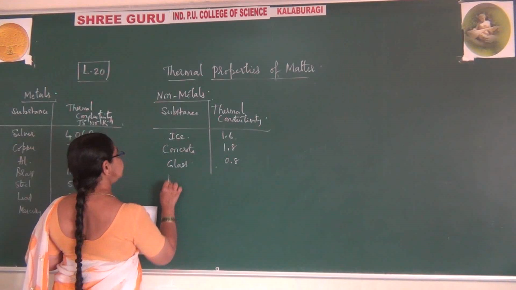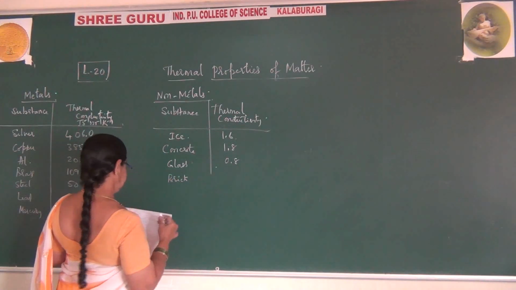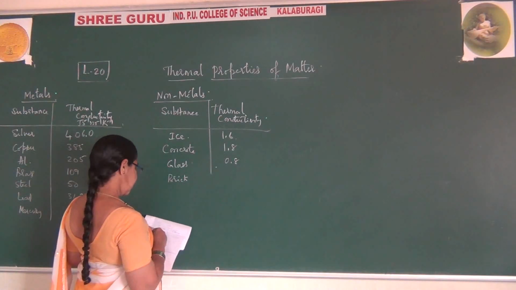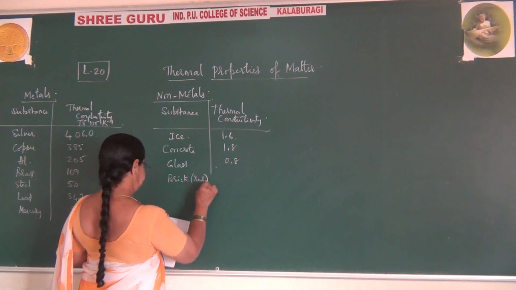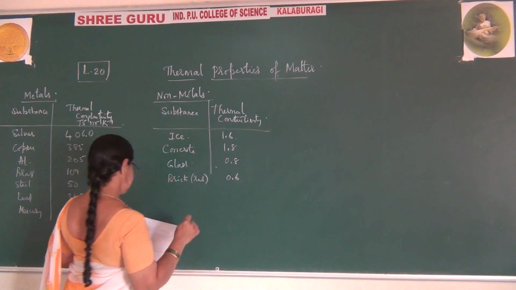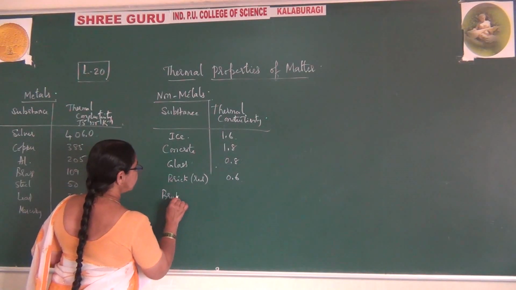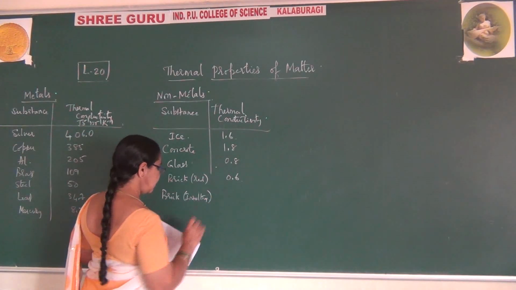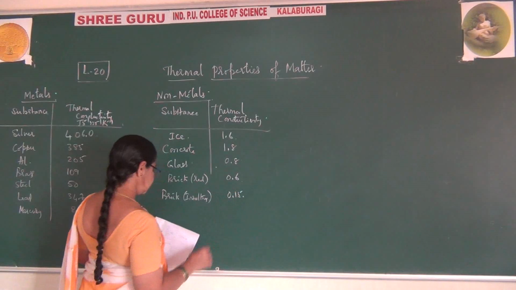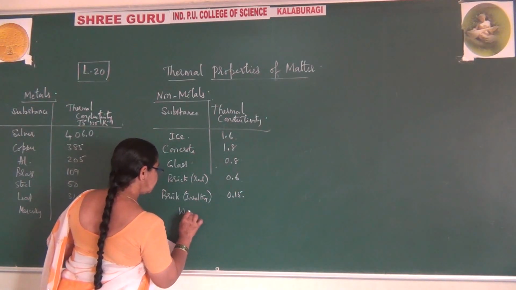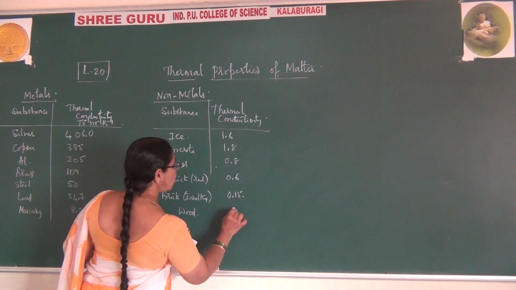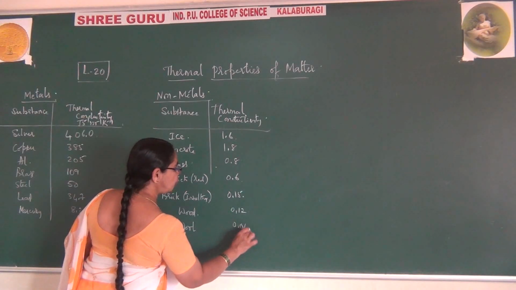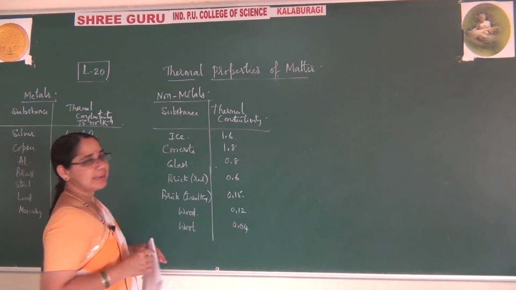Next, brick. You have two types of bricks. In this I write brick red, which is 0.6. Brick insulating, which is one more type, it is 0.15. And wood, which is 0.12. Wool, it is 0.04. So these are some non-metal substances.